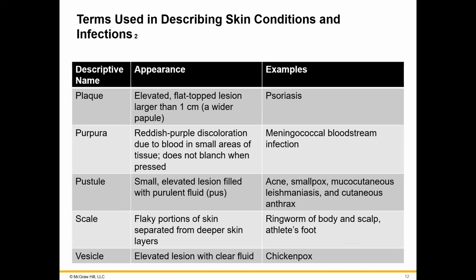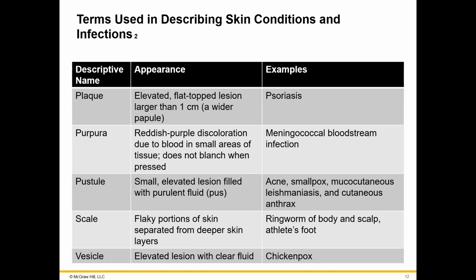Plaques are going to be flat, but they are visible lesions. Again, purpura, we have a reddish discoloration. We can have petechiae where we have kind of spidery breaking off, or purpura, or we could have larger areas that look sort of like bruises. Pustules, again, filled with pus.